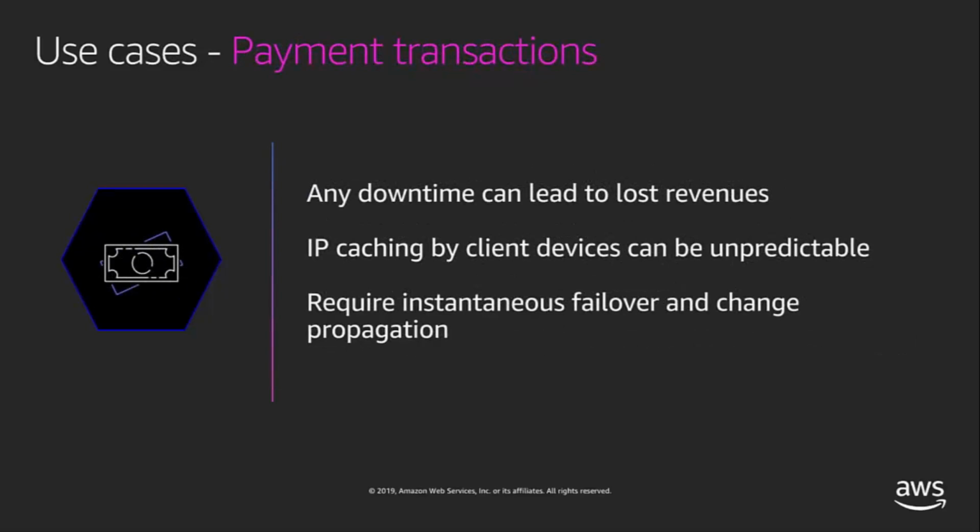Another example of an applicable use case is payment transactions, in which any downtime can lead to loss in revenues, and you may face this unpredictability of IP caching by client devices, which during a transaction might point to an endpoint or an application that is not healthy at the moment, hence incurring downtime for your application. And in this case, what you're looking for is instantaneous failover in between your applications in different regions, and fast change propagation, what we call change propagation.